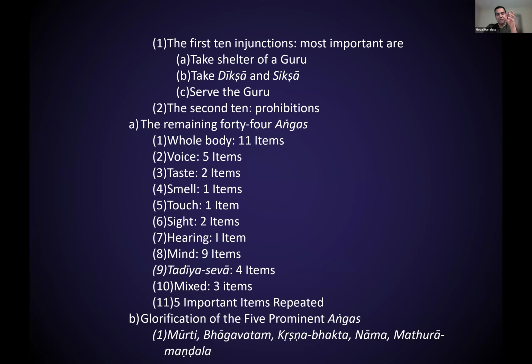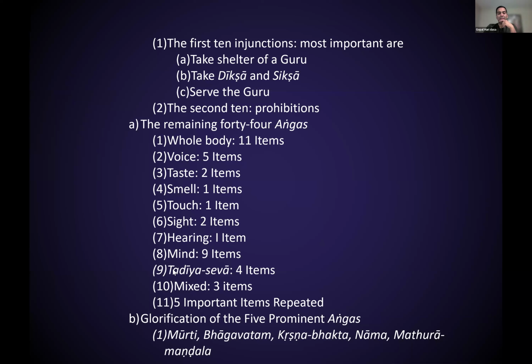certain items are meant to engage certain aspects of our physical and mental being: mind, body, words. So 11 items are for the physical body. 5 items are for the voice. 2 are for taste. Imagine, 2 items particularly. 1 is for smell. 1 is for touch. 2 items for sight. 1 item for hearing. 9 items for the mind.